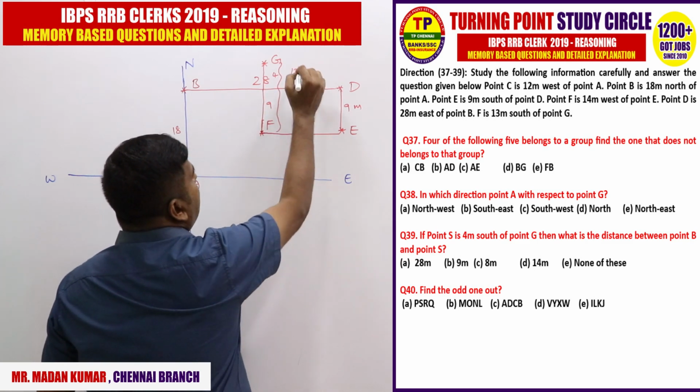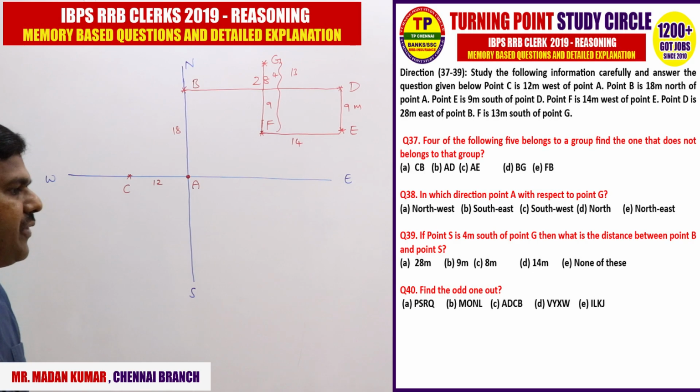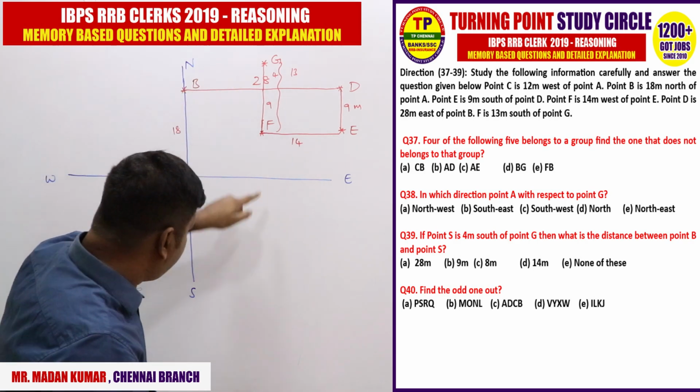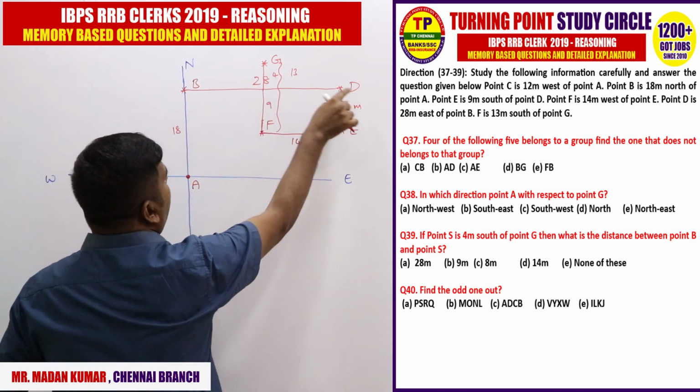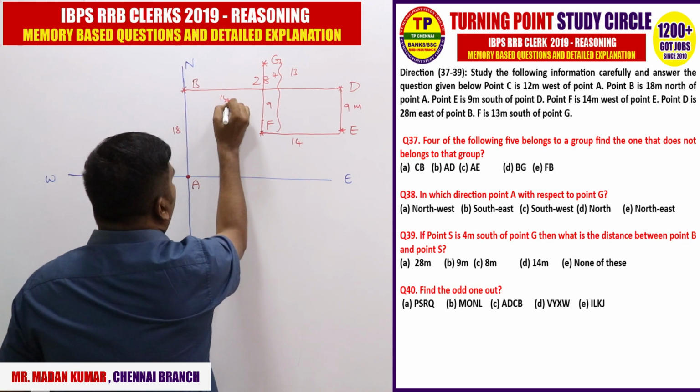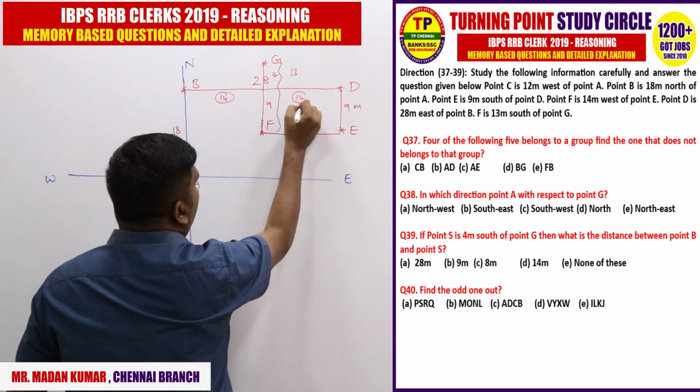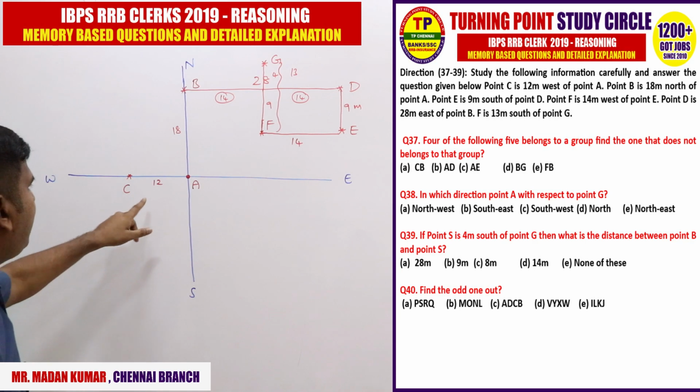13, right? So point F is 13 meters to the south of point G. G is there, point F is south. How much distance? 13. Now see that this is 14, this total is 28. So this one is also 14, this one is also 14. So this is 18, this is 12.